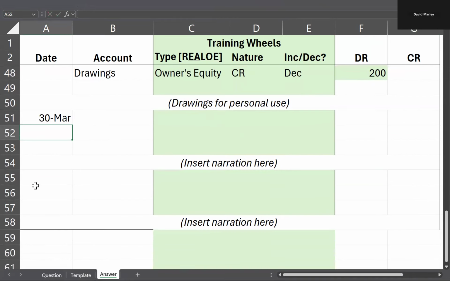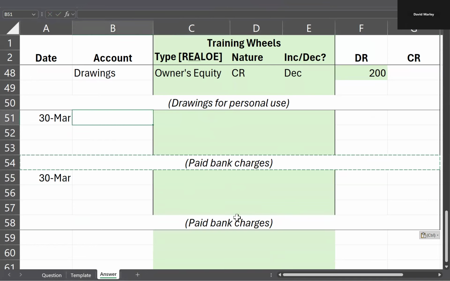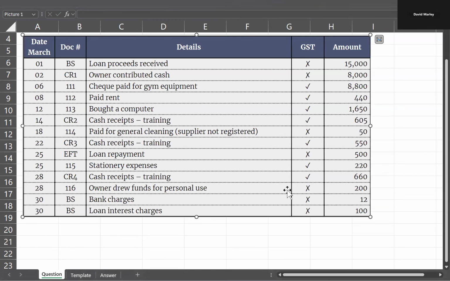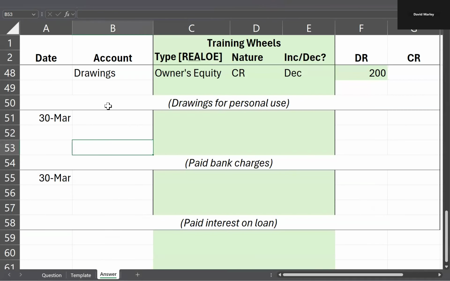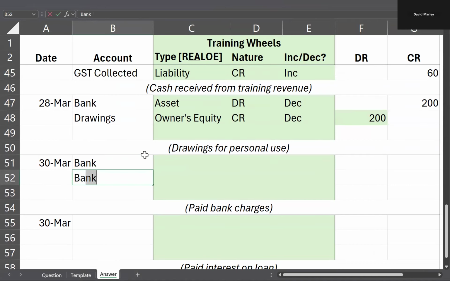And then, as I said, two different transactions, one for bank charges, one for interest on the loan. So with bank charges, that one's fairly straightforward. It should just be the bank and bank charges. And the bank will be decreasing and bank charges will be increasing because I'm paying more bank charges.